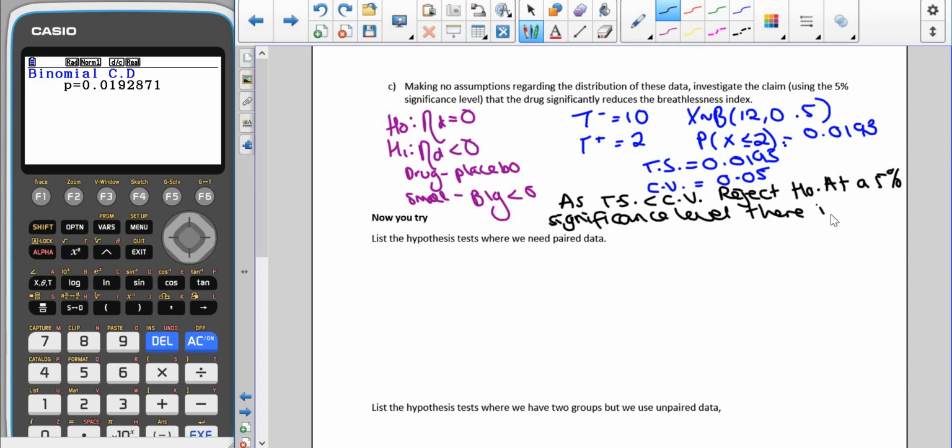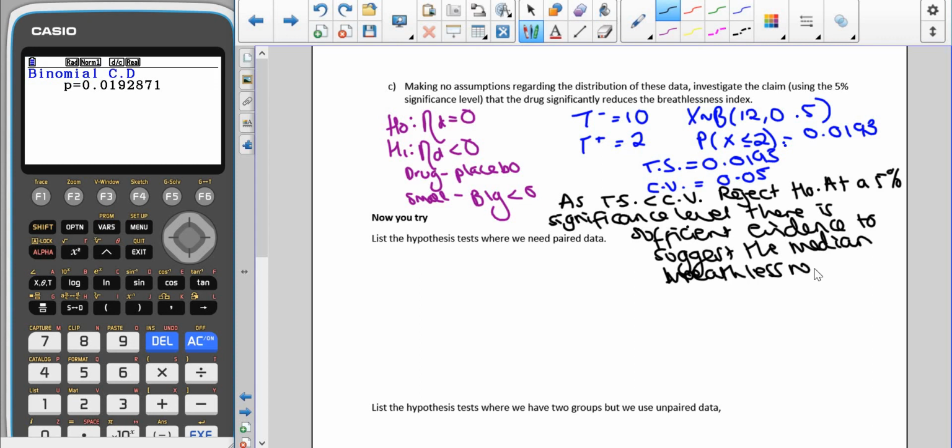There is sufficient evidence to suggest the median breathlessness index is lower on the drug than the placebo.